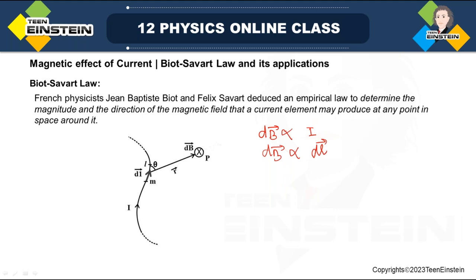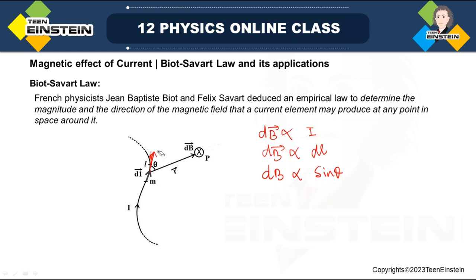Okay, I'll write in terms of scalar itself first. The magnetic field is directly proportional to the sine of the angle between this current element and the position vector of this point P from the element. So this R is the position vector of this point P. This is the point of observation where we are calculating the magnetic field from this current element dl.